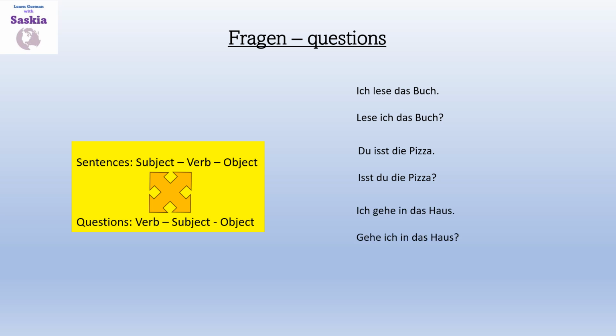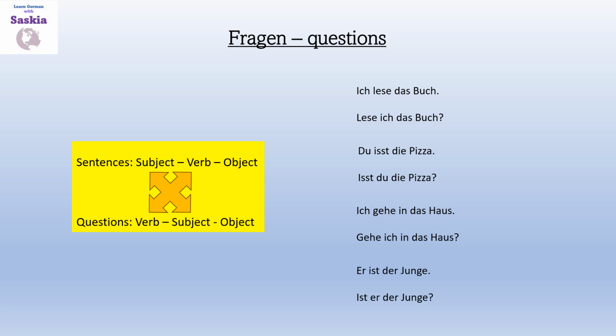Then let's look at another example. So we have here ich gehe in das Haus, which means I go in the house or I go into the house. And so when we want to make a question here, what do we do? We just switch around the subject, which is ich, I, and the verb, which is gehe, I go. So we just switch around those two. We just move the subject and the verb and we get gehe ich in das Haus as a question. So do I go into the house or do I go in the house? Or am I going in the house? So gehe ich in das Haus? This is our question here.